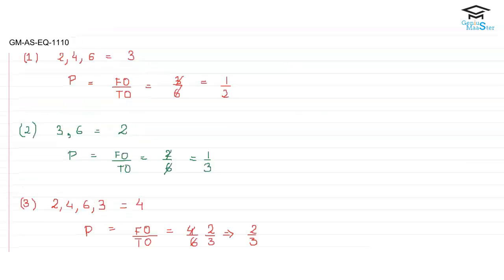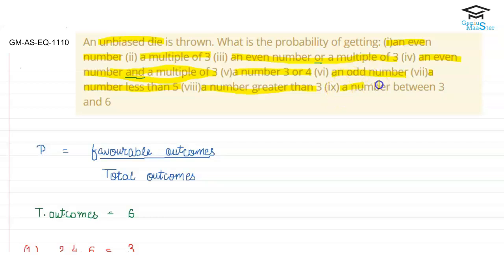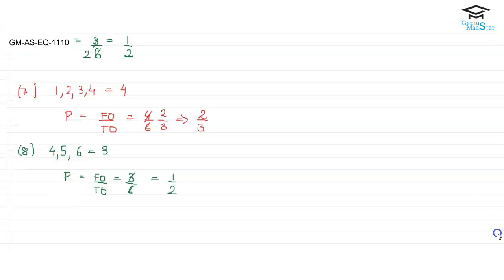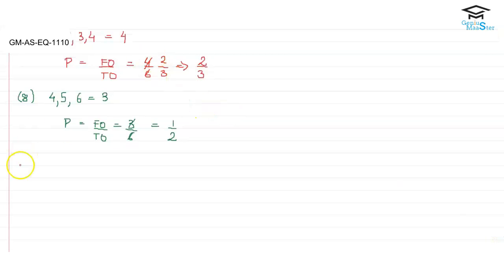Let's move to the 9th part of this question, which is a number between 3 and 6. So first we'll see how many numbers are there between 3 and 6. There are just 4 and 5, just 2 numbers. So probability is equal to favorable outcomes upon total outcomes. Our favorable outcomes are just 2 and our total outcomes are 6. So when we cancel it, we get 1 by 3. So this is our probability of the last part. So this is the complete question.